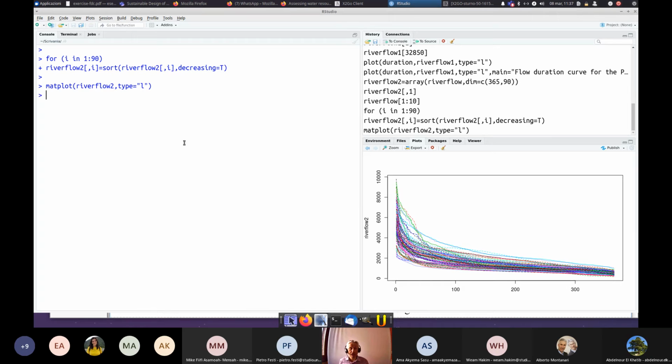And what you see now, the matplot instruction stands for matrix plot. So I did a matrix plot of river flow 2. Matrix plot plots for each row of the matrix what is there. And here you can see on the graphic window the 90 flow duration curves, from which you can see that there is indeed a lot of variability, a lot of interannual variability, which I mean, it's fine. We are expecting it. No problem at all.